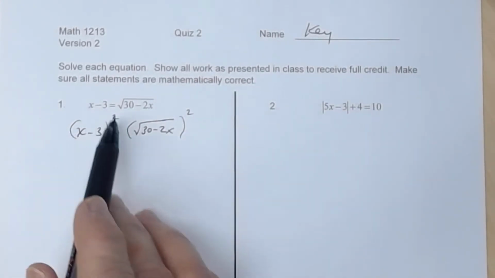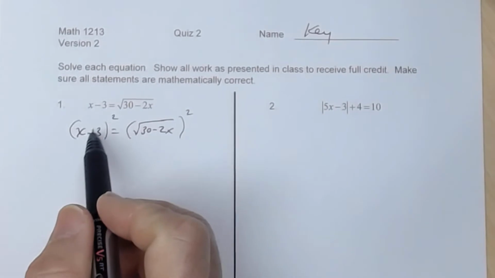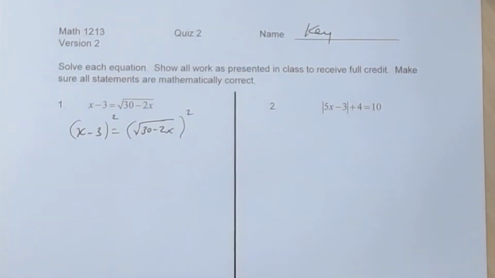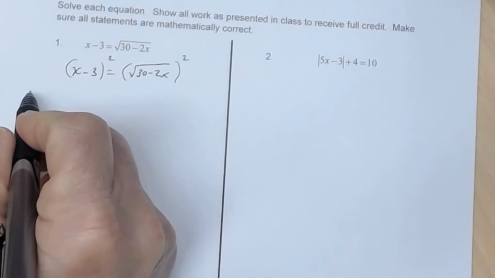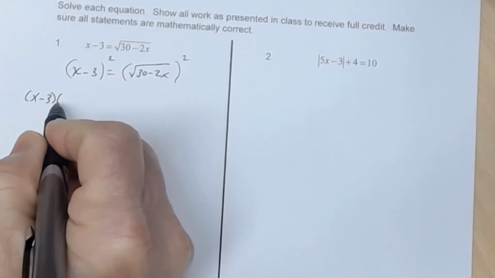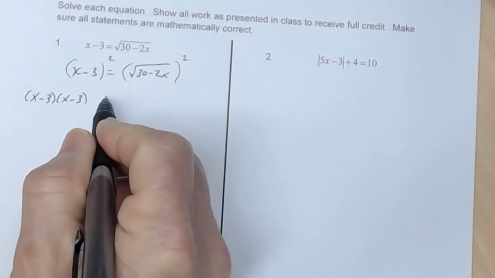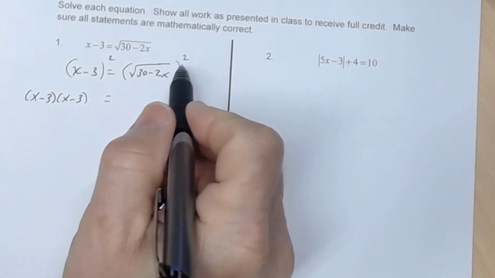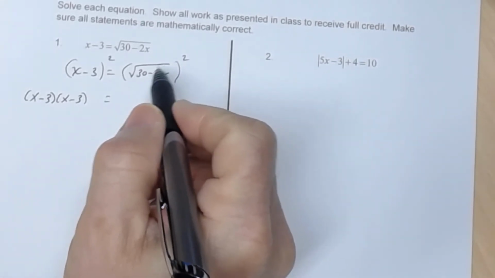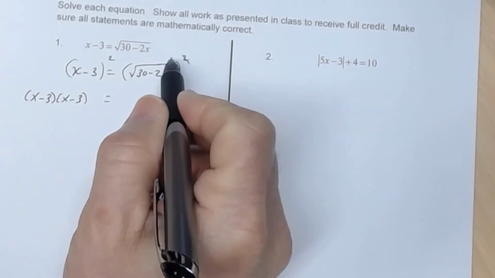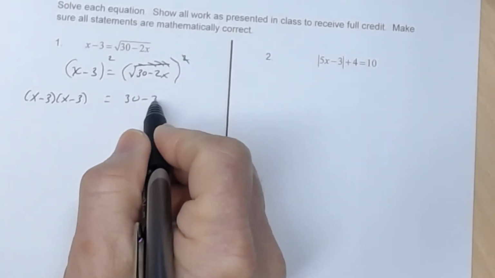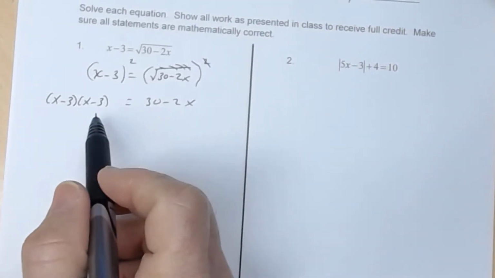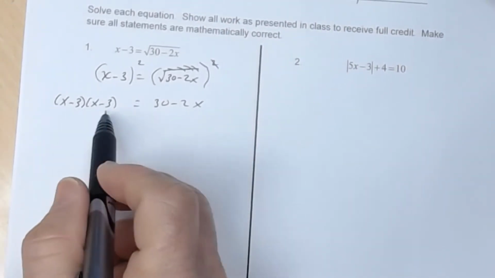Now on this left side, I have a binomial squared. So that means, if we do the work here, x minus 3 times x minus 3 equal, and on this side, the square root and the square are inverses of each other, so you just get the radicand, so that's 30 minus 2x. All right, now on this side, let's go ahead and multiply these two binomials out.